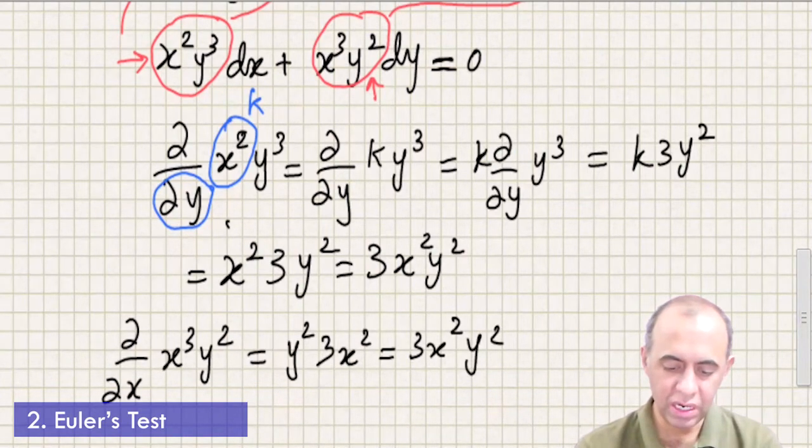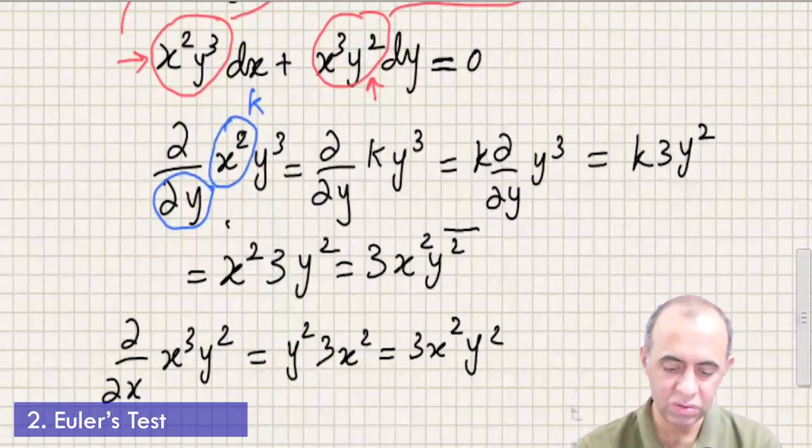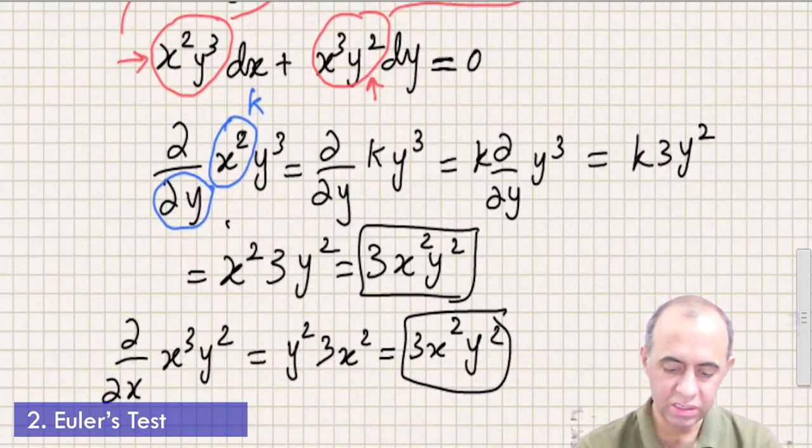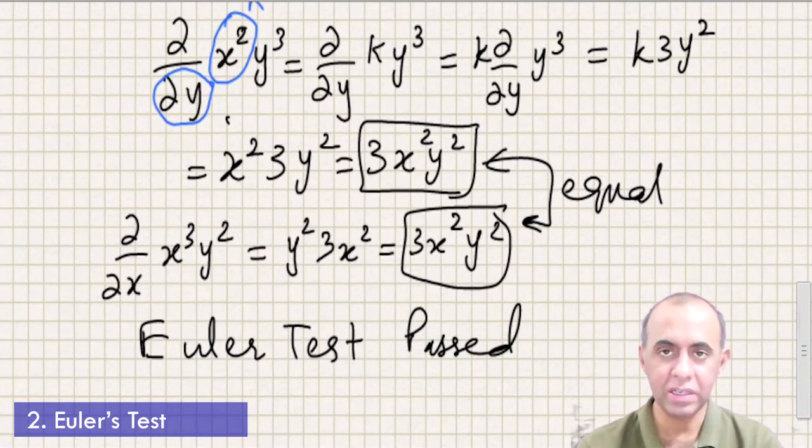So here you see that the first factor is equal to the second factor, which are both 3x²y². So we get the same results. So we say that the Euler test is passed, and this equation is an exact equation.